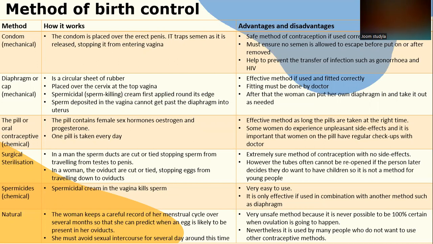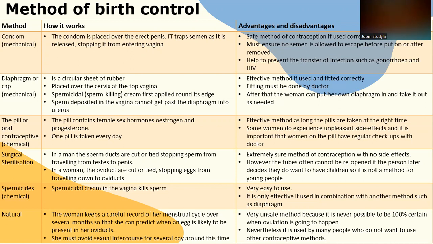The pill, or oral contraceptive. The pill contains the female sex hormones estrogen and progesterone. One pill is taken every day. The pill is an effective method as long as the pills are taken at the right time. Some women do experience unpleasant side effects, and it is important that women on the pill have regular checkups with doctors.